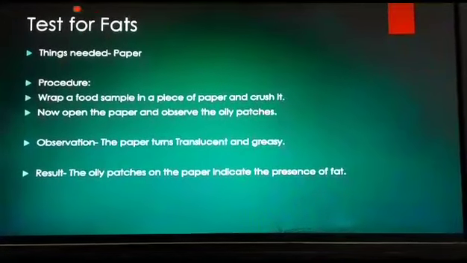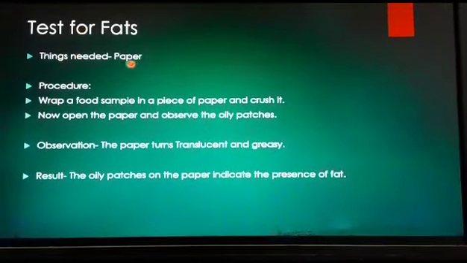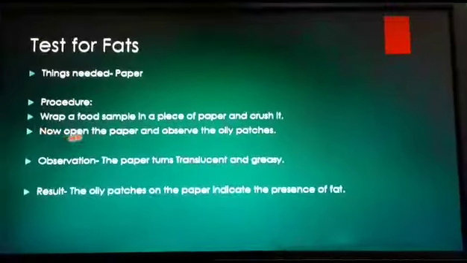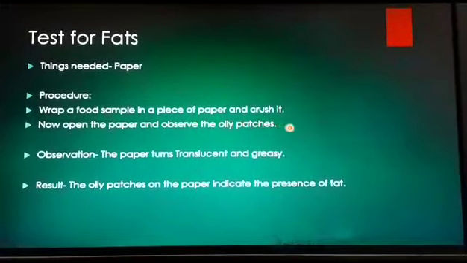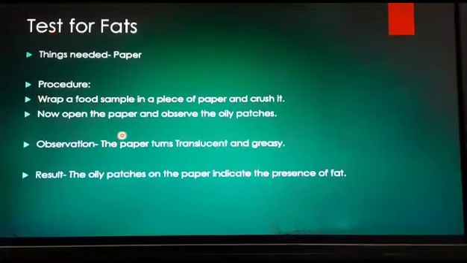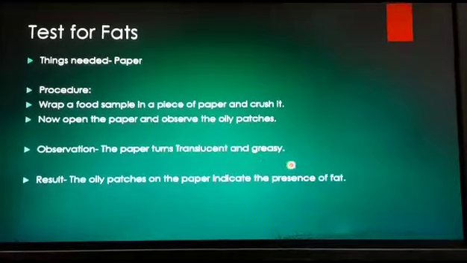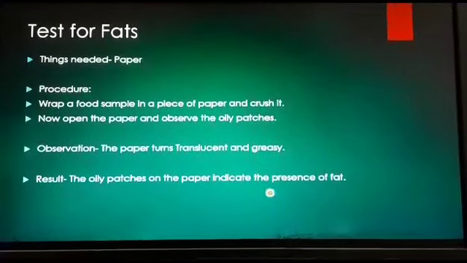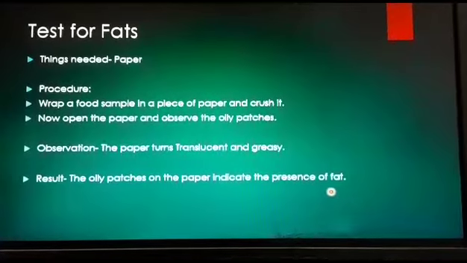Test for fats. Things needed: paper. Procedure: wrap a food sample in a piece of paper and crush it. Now open the paper and observe the oily patches. Observation: the paper turns translucent and greasy. Result: the oily patches on the paper indicate the presence of fat.